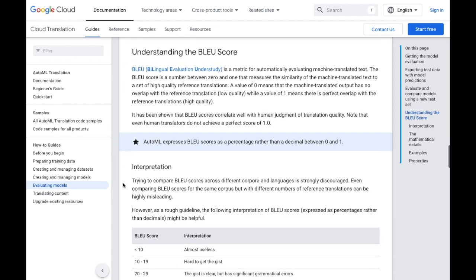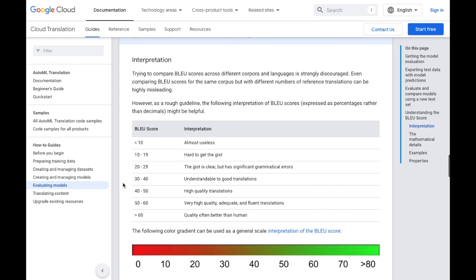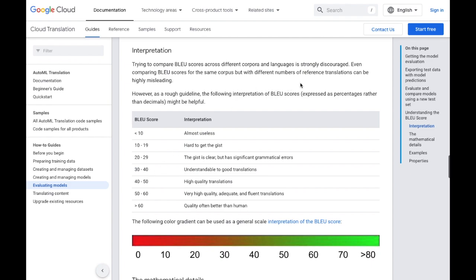So the way to interpret the BLEU score, first there's some warnings. Trying to compare these scores across different corpora and languages is discouraged, and even comparing the scores for the same corpus but with different numbers of reference translations can be misleading. So the score is really used as a rough guideline, and you can use this chart to interpret the meaning of the score.